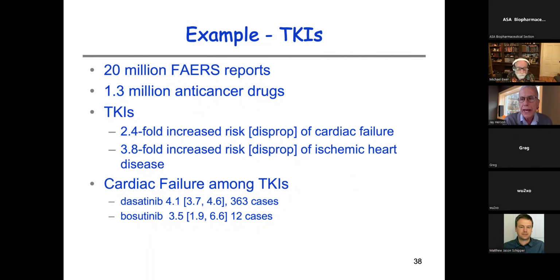Go ahead, please. Yeah, and when the humans review the charts, they know what to look for. They know the limitations. This is just computer records where they can go through 20 million reports, perhaps in a half hour by computer. Now, then they looked at cardiac failure among the TKIs, that is just one type of cardiac adverse event, for two drugs that were the leading ones: Dasatinib, a 4.1 disproportionality, there were 363 cases, and bosutinib, 3.5 disproportionality, 12 cases.